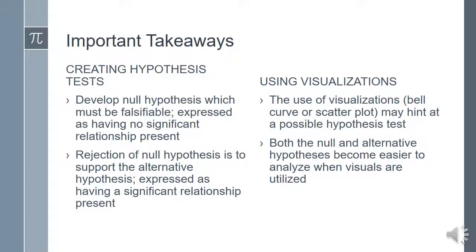In conclusion, there are some important takeaways from this presentation as it relates to creating hypothesis tests as well as using visualizations. In creating hypothesis tests, we develop a null hypothesis which must be falsifiable, and this is expressed as having no significant relationship present. The rejection of our null hypothesis through our statistical testing is to support the alternative hypothesis, which is usually expressed as having a significant relationship present.